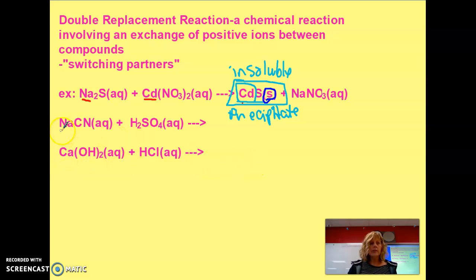All right, so let's do a couple more examples, and I know I already kind of went through these with you. I'm just going to write my charges because that really helps me. Hydrogen is a +1, sulfate is a -2, sodium is a +1, and then clearly cyanide is a -1. Let me rewrite my products. Na2SO4.